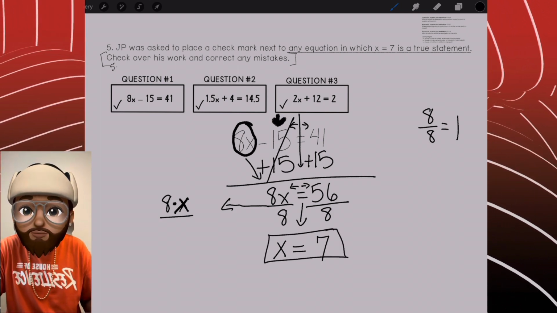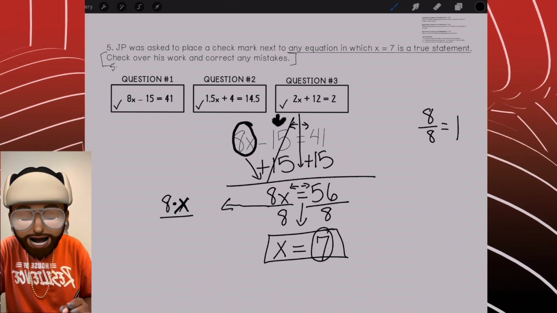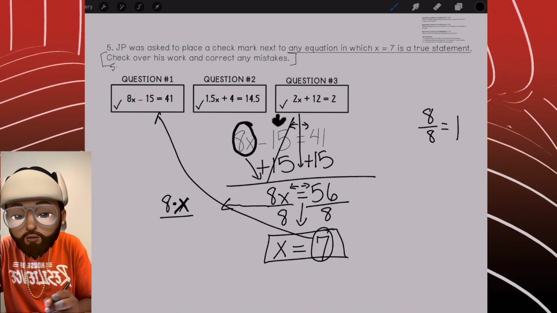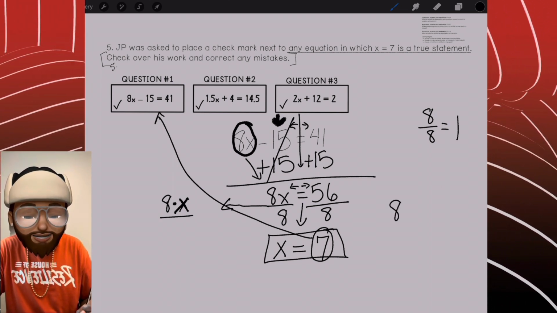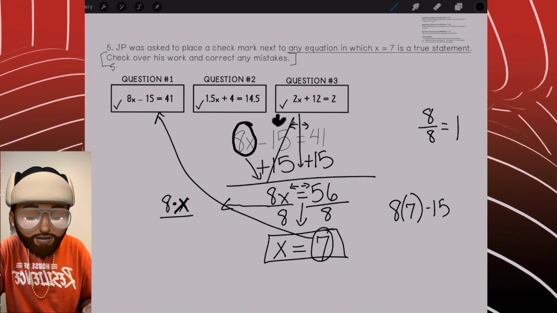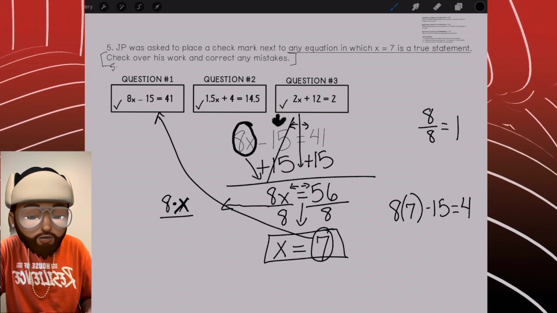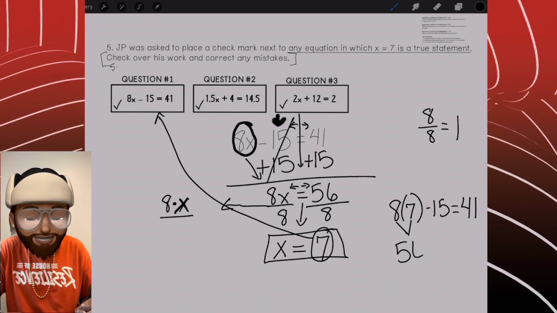x equals 7. How can we check that? Let's put the 7 back into the original equation. So what we have here is 8 times 7 minus 15 will equal 41. Well, we know that 8 times 7 is going to equal 56.